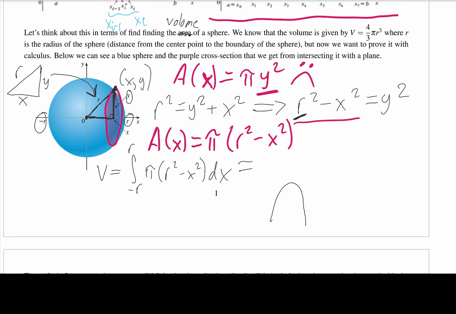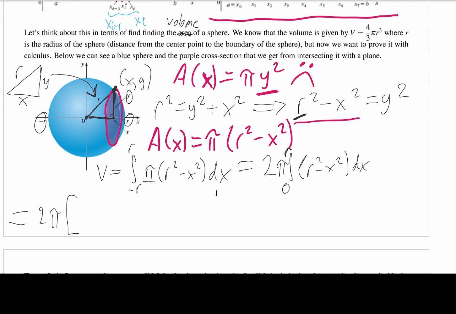So this is an even function, right? And so we can apply our rules about even functions, which says that this becomes 2 times the integral from 0 to r of, now what I'm going to do is this pi is a constant, so I'm going to pull the constant out, of r squared minus x squared dx.